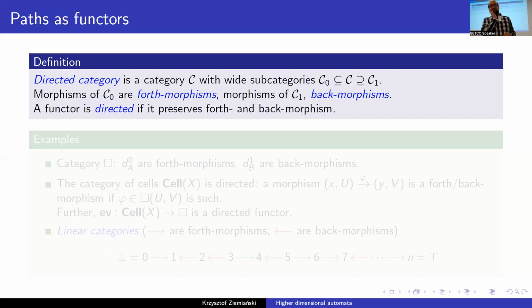What is a directed category? We talk about directed spaces, so there should be something which is called a directed category. So the directed category is just any category with two wide subcategories. The subcategory C0 contains forward morphisms, and the subcategory C1 contains back morphisms. And because they are wide, identities are both forward and back.